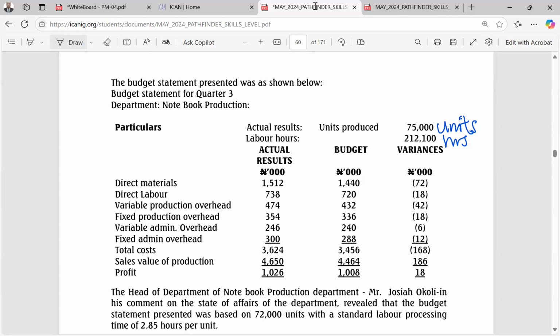All right, so now you were given the actuals. Look at the actual: direct material, direct labor, variable production overhead, fixed, variable admin, fixed admin, total cost, sales value, production, profit. And look at the budgets. And look at the variances. So this is what they did here. Look at the variance now.